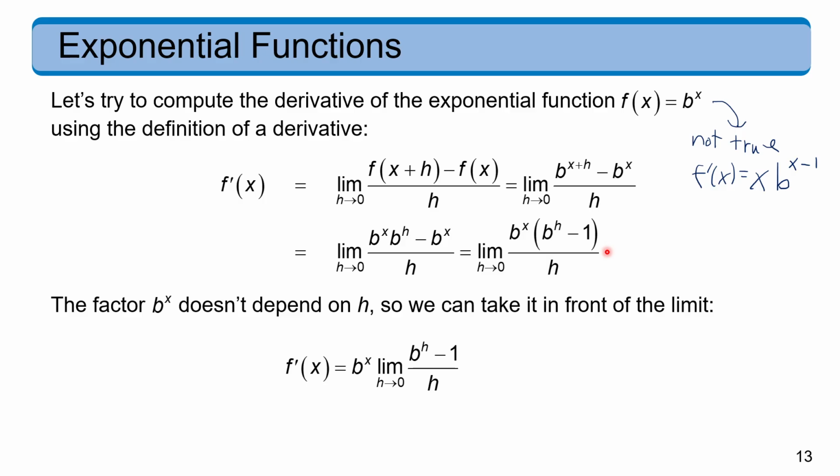Now the next step has to do with the fact that if you look at this expression, we see three different letters, b, x, and h. But in terms of the limit, h is the variable, right? h is the one that's approaching something. So the b and the x are like constants from the viewpoint of this limit. That means b to the x is just like a constant in terms of the limit. And a constant times a function, we've learned that property that you can pull that constant out in front of the limit. And that's what we've done down here.